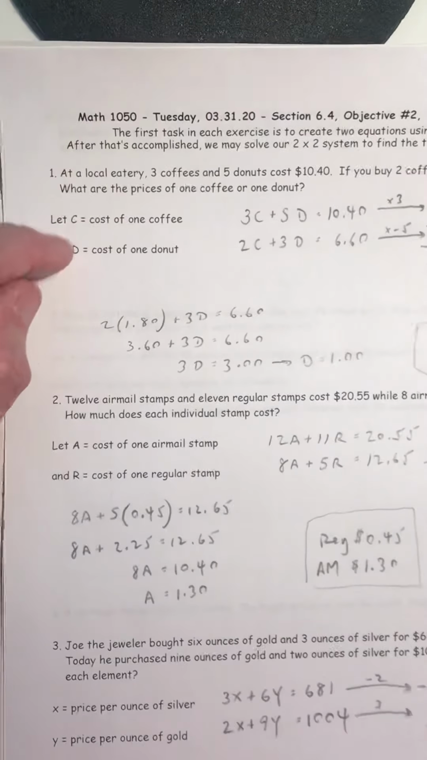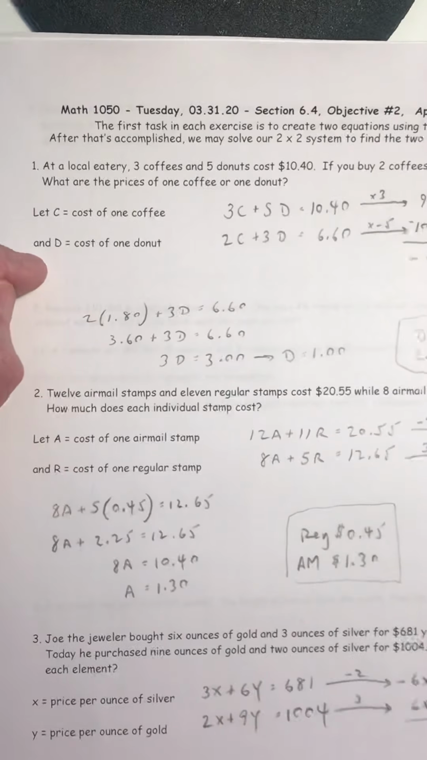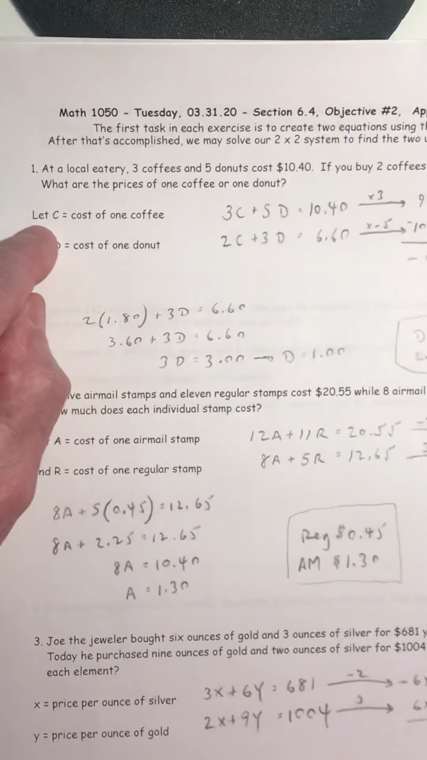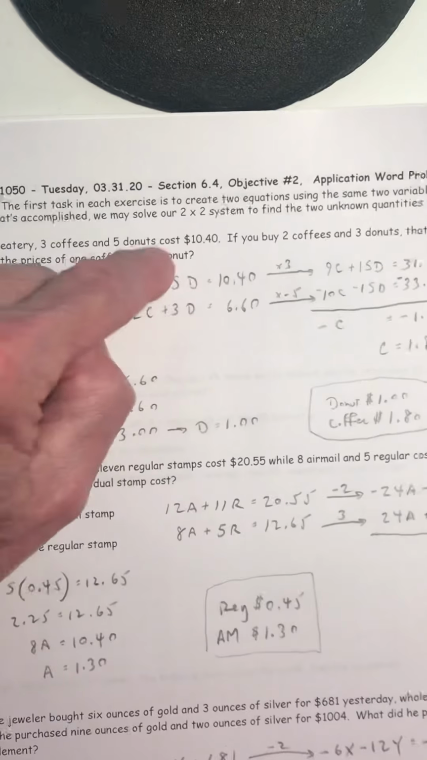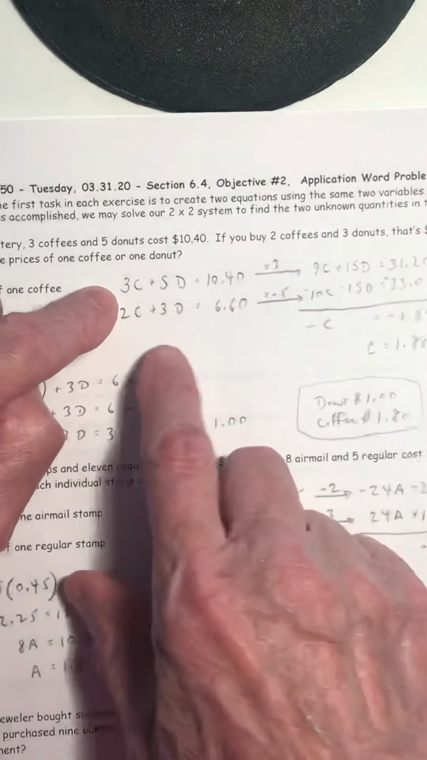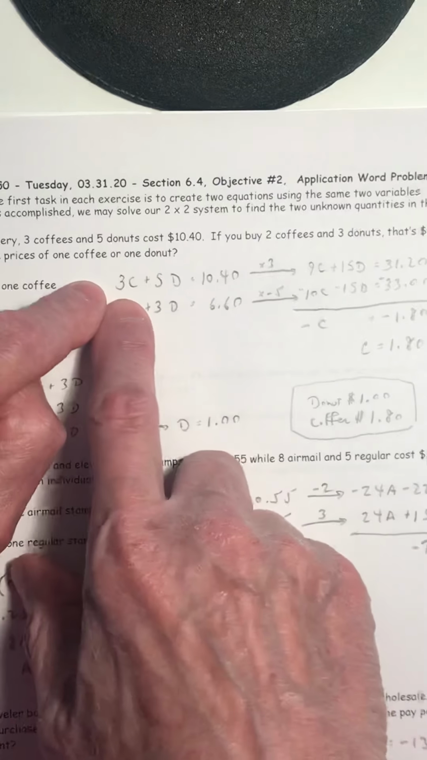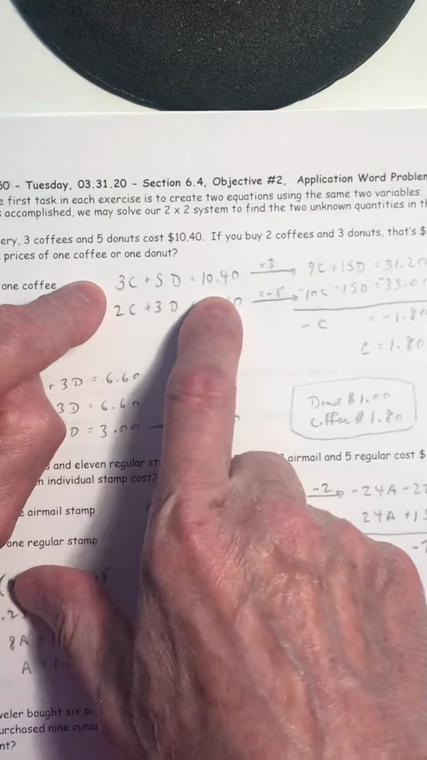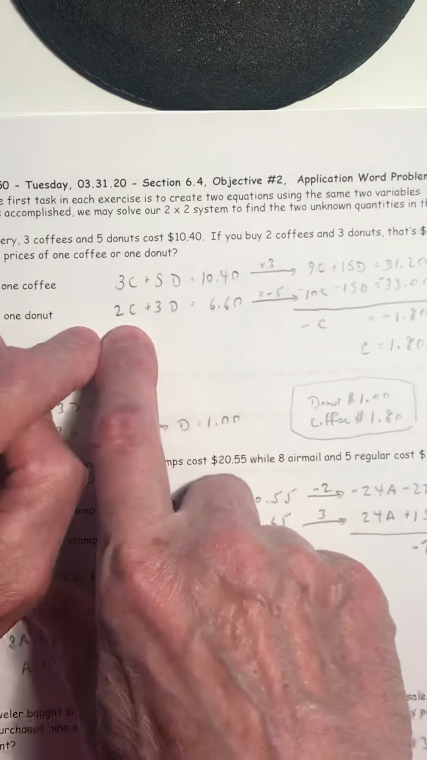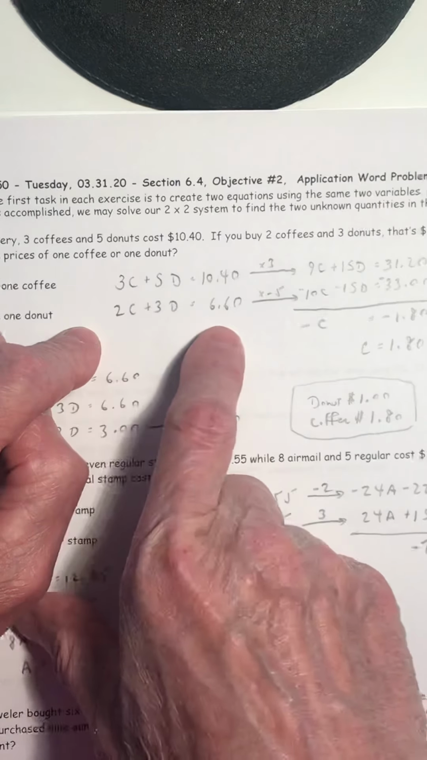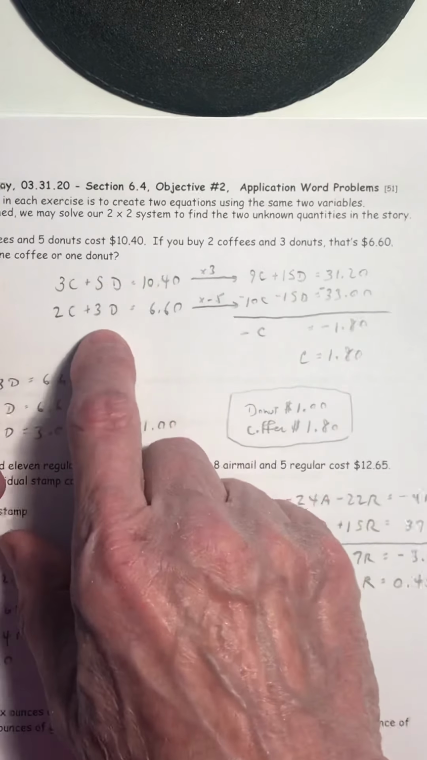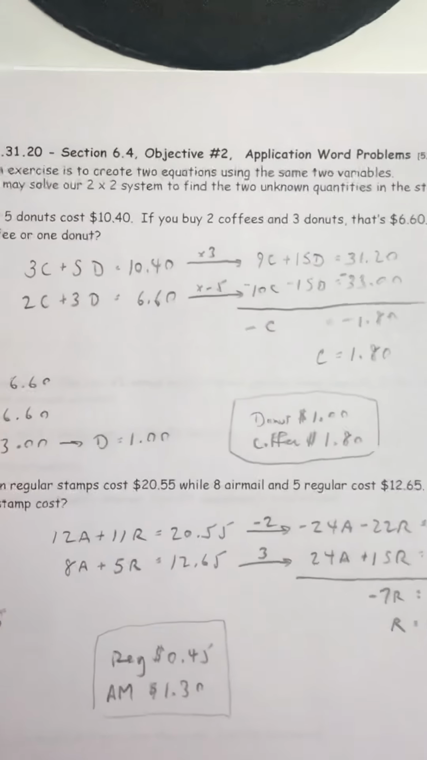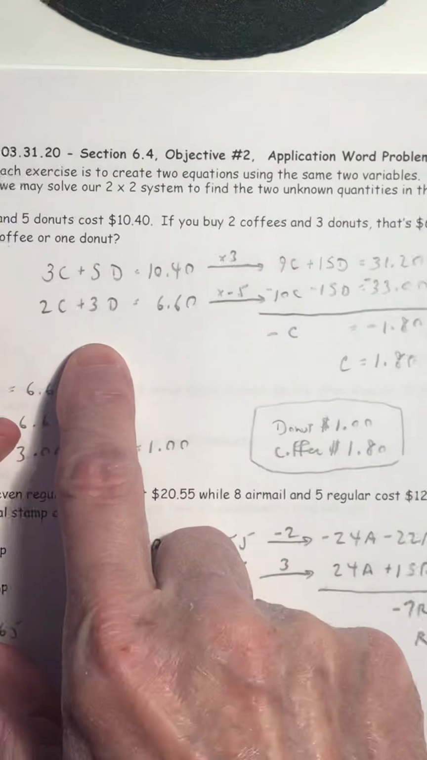I have another trip to the donut and coffee shop, and I'm using C for the cost of one coffee, D for the cost of one donut. And if you read the sentences carefully, one purchase was made of 3 coffees and 5 donuts for a total of $10.40, and 2 coffees and 3 donuts for $6.60. Then I decided on eliminating the D variable.